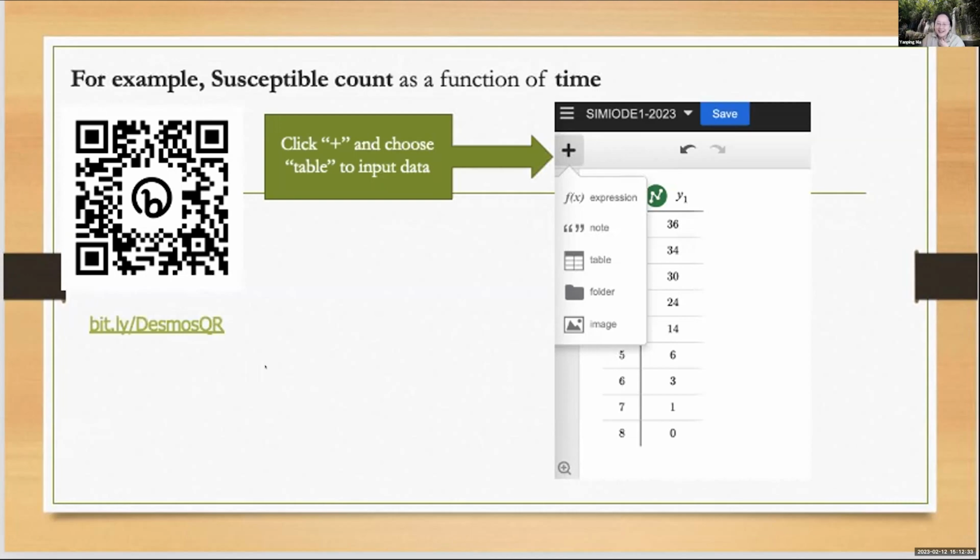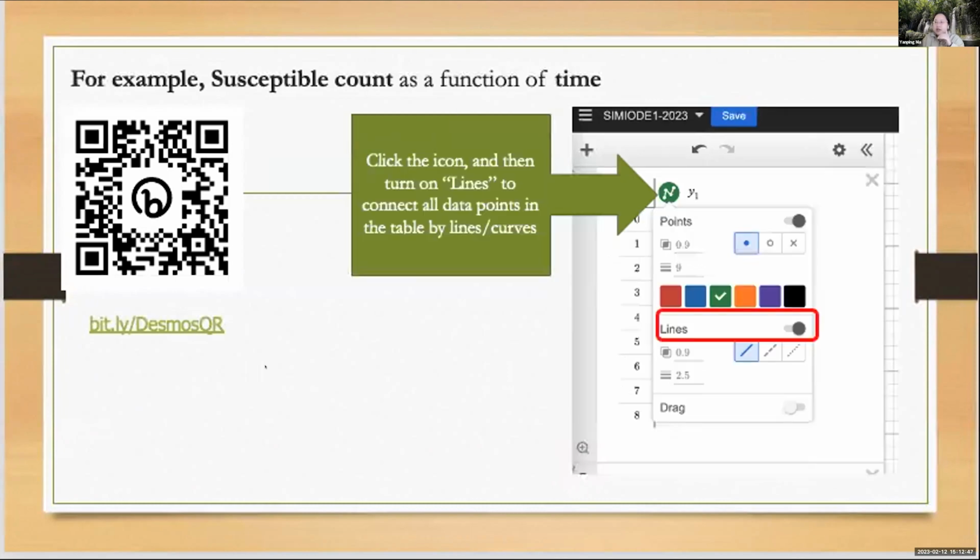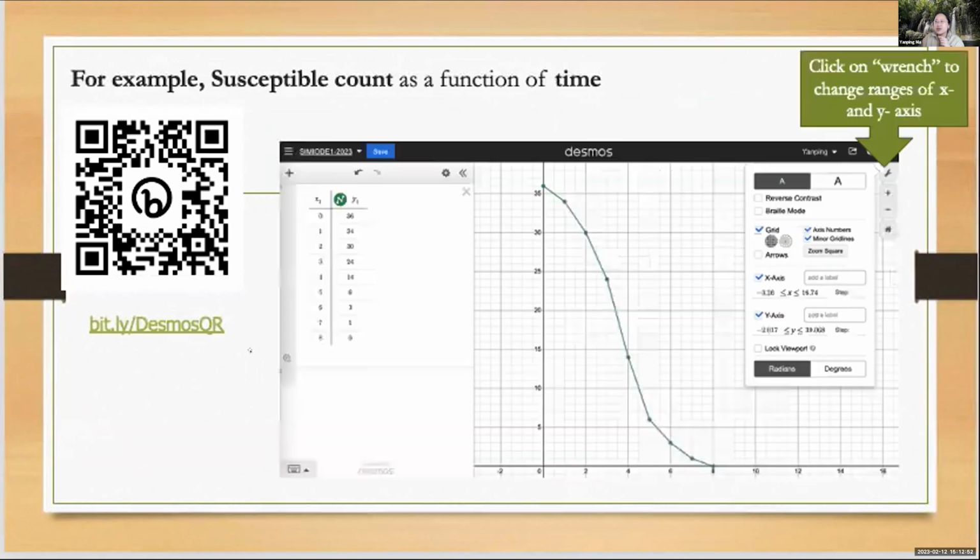My students did everything on paper. So we're going to plot graph number 1, susceptible count versus time. They get a chance to learn how to put everything into Desmos, into a table, and plot it on the curve, using the lines to connect everything together. So we'll see a nice graph, and use the range to modify the range of the X and Y axes to make sure they are showing the right graph. Everything lies in the center.